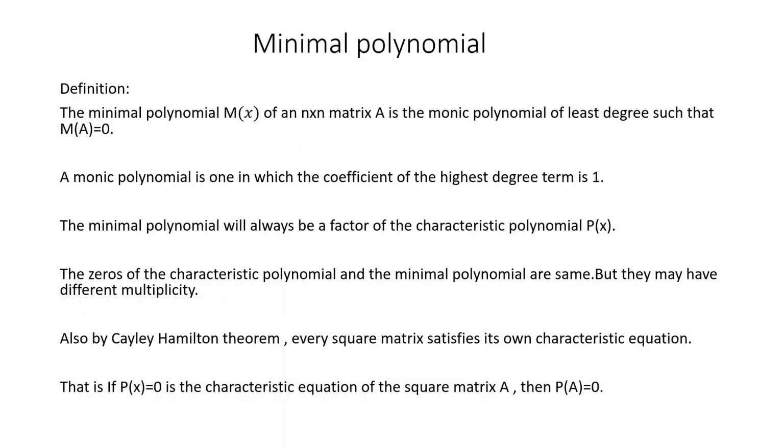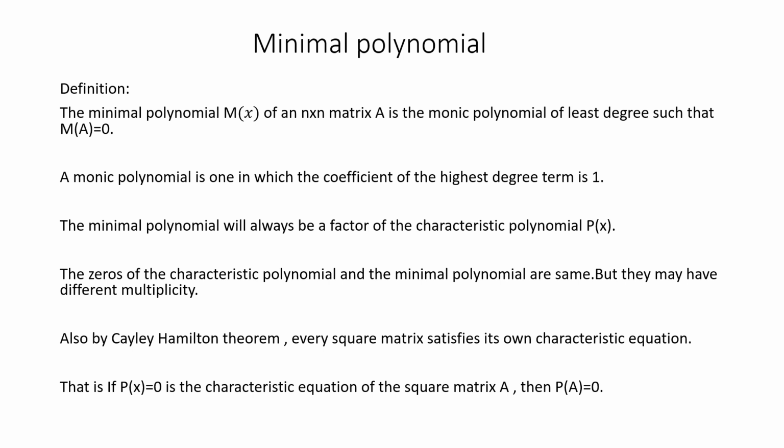Minimal polynomial. The minimal polynomial m of x of an n by n square matrix is the monic polynomial of least degree such that m of A equals 0. So, the minimal polynomial will be monic. Monic means the coefficient of the highest degree term is 1. It is of least degree such that m of A equal to 0. When we substitute A, the answer should be 0.